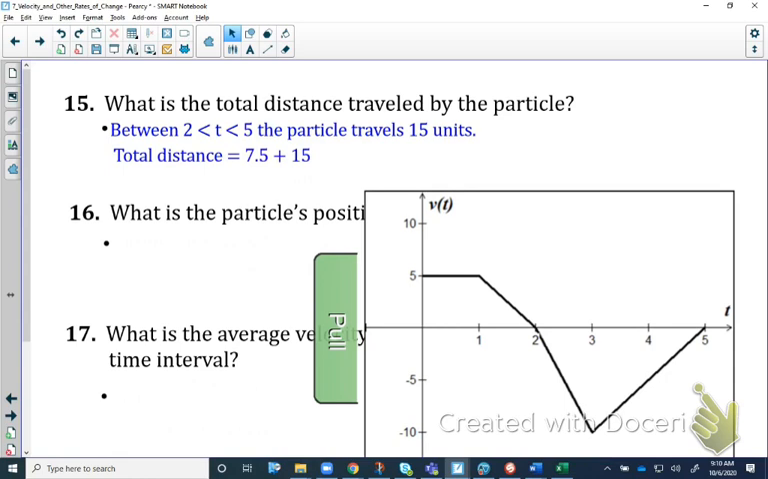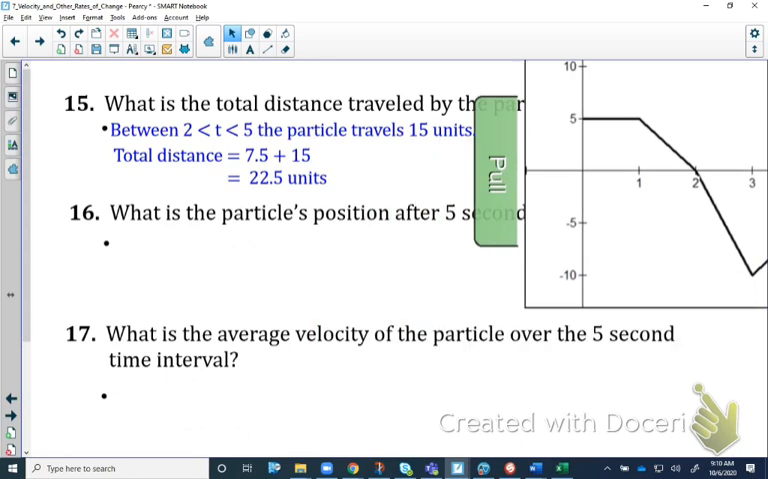So the area formed by the triangle between the horizontal t-axis and the 2 line segments has an area of 15 units. So the combination of the 7.5 units of movement to the right plus the 15 units of movement to the left gives us overall 22.5 units. That's the actual distance that it traveled.